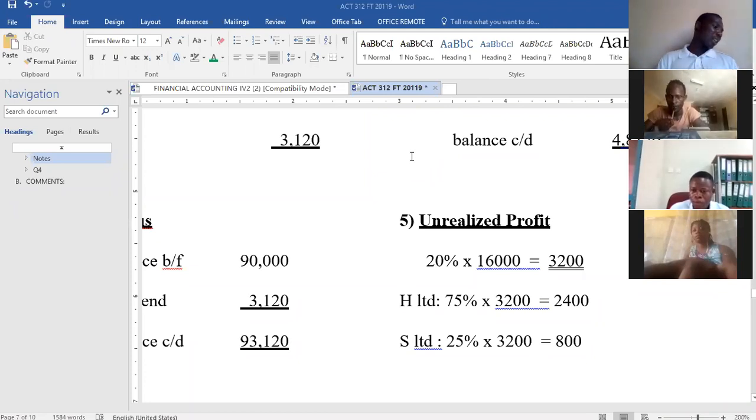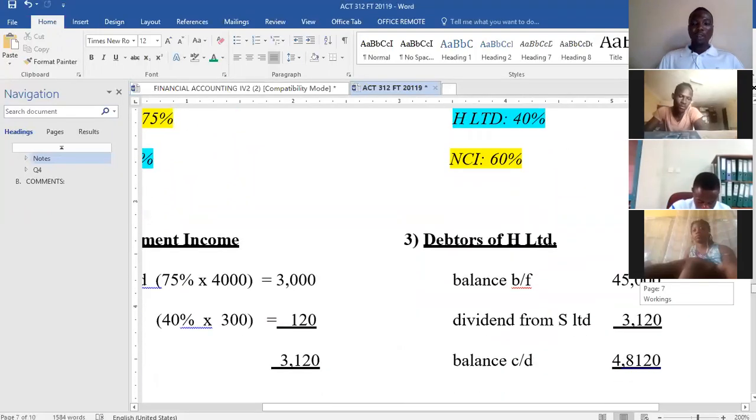When you go to the balance sheet in S's account, you can see proposed dividend. S has declared an ordinary share dividend of 400 and a preference share dividend of 300. So the total dividend declared by S Limited was 4,300. But now, let's look at how we treat that particular one in our books.